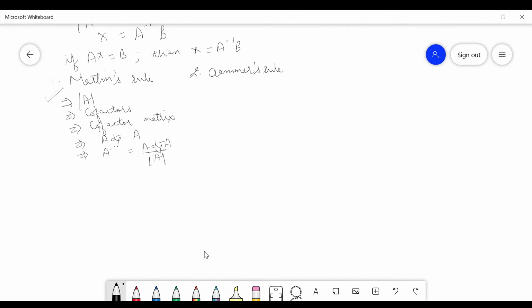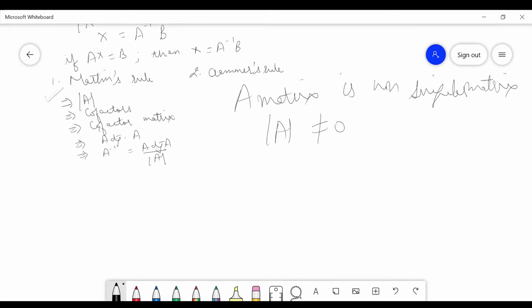Fine. Now see, we will get results only if the A matrix is a non-singular matrix, meaning the determinant is not equal to 0. Now what if the determinant is equal to 0? This shows that the system of equations has infinite solutions, or the system of equations has no solution.